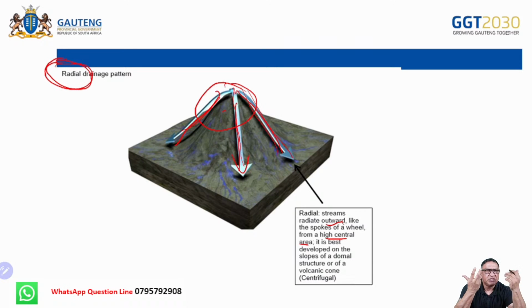It describes the pattern. So if you just write centrifugal pattern, you're not going to get the mark. The main word is radial. So it's important to look at your guideline.